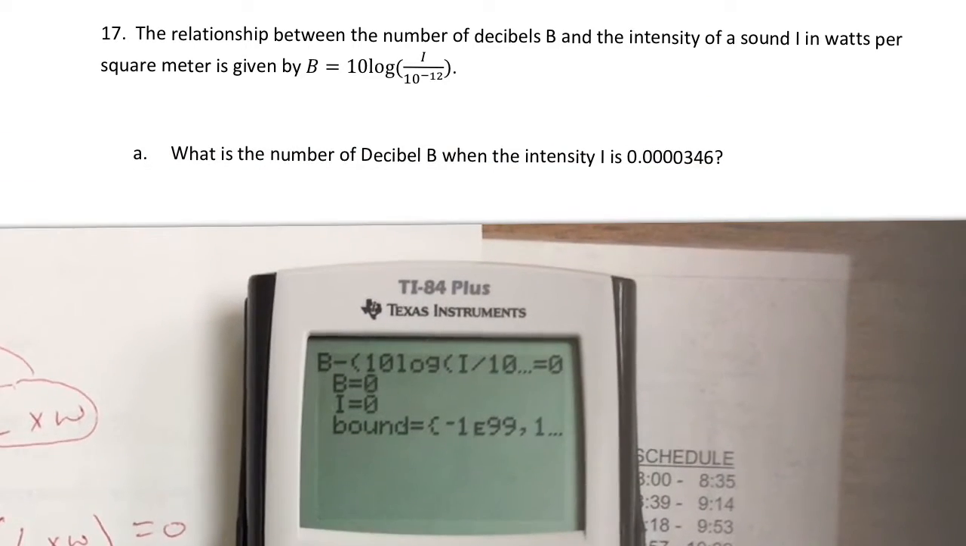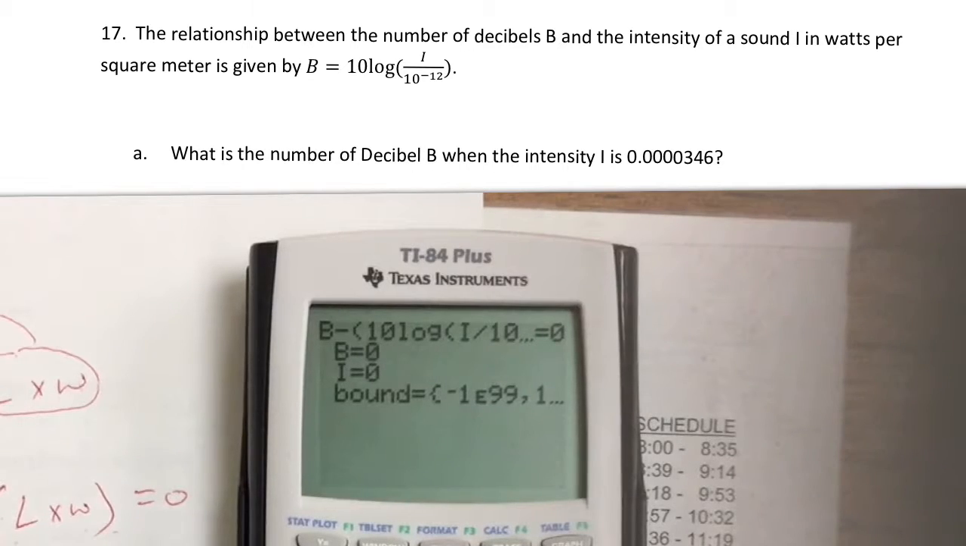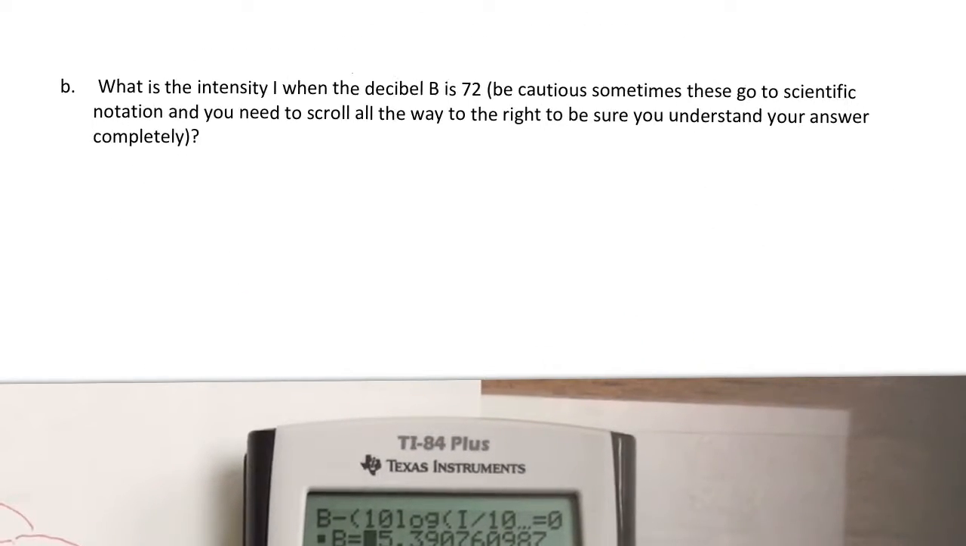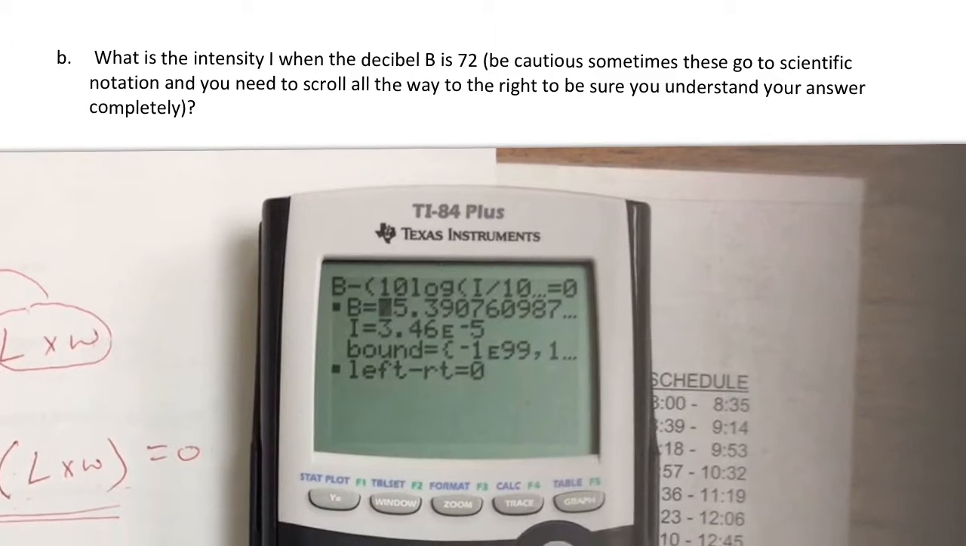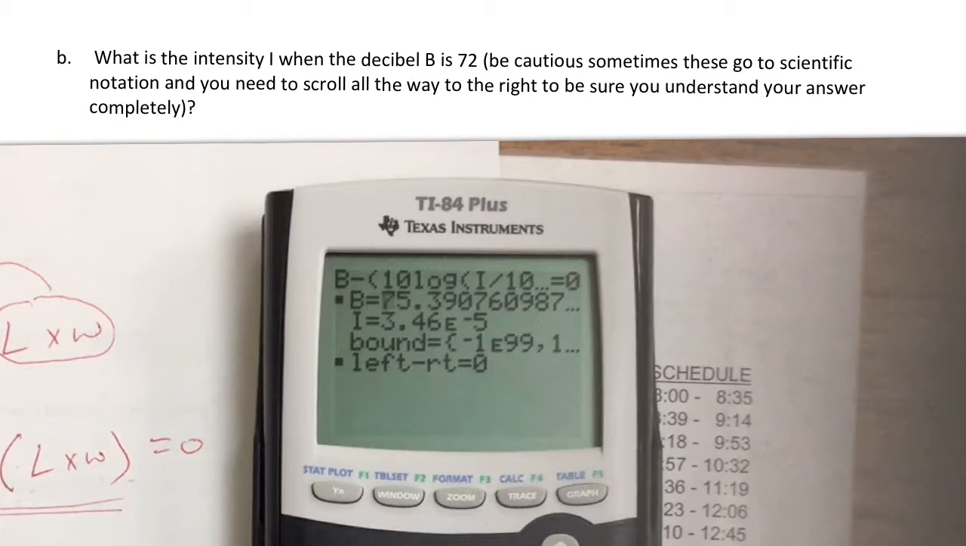So let me move my screen here. It says, what is the number of decibels B when the intensity I is 0.0000346? So it looks like we could go to I and make it 0.0000346 and then solve on the B. 75 decibels is the rating for that intensity. Okay? And then for part B, it says what is the intensity when the decibel is 72? Be cautious, sometimes these go to scientific notation and you need to scroll all the way to the right to be sure you understand your answer completely.